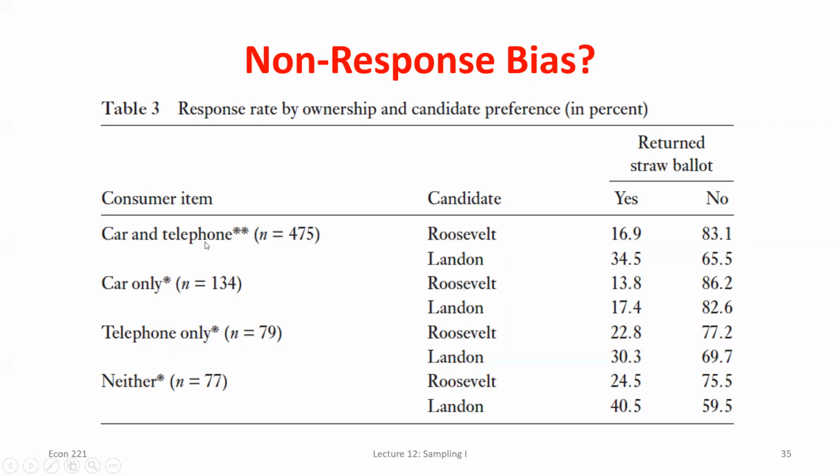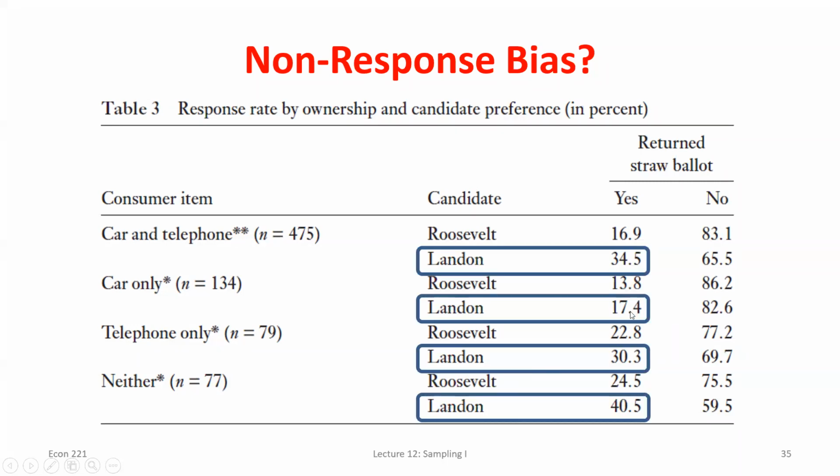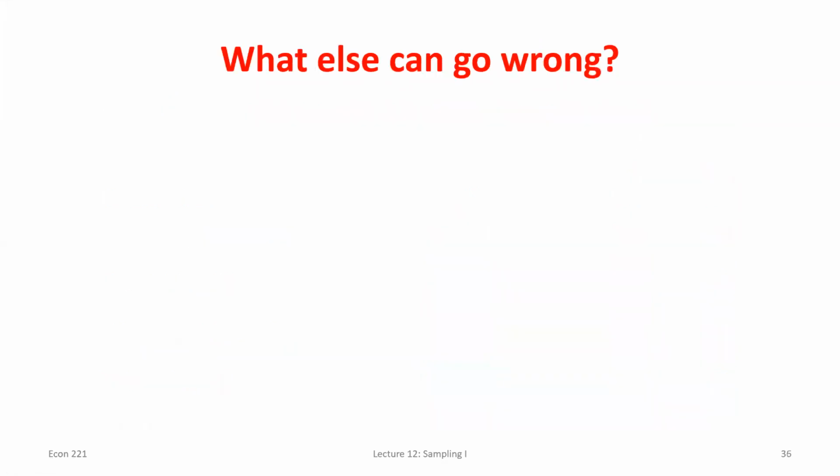And you see that it didn't matter. Even if they hadn't used cars and telephones to get these names, whether you only own a car, only own a telephone, or own neither, the response rates were always higher for people who ended up voting for Landon. Like I said, I forget their exact reasoning, but for whatever reason, they were more likely to send that survey back. So we had a selection and a non-response bias built into this, and that's why they got it so wrong. I think this political example is a pretty good one for getting at what those two biases look like.